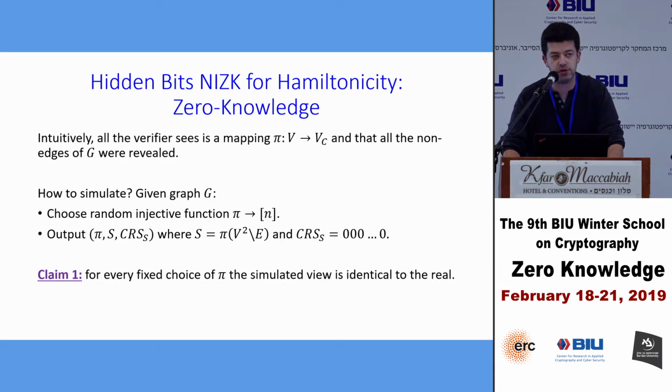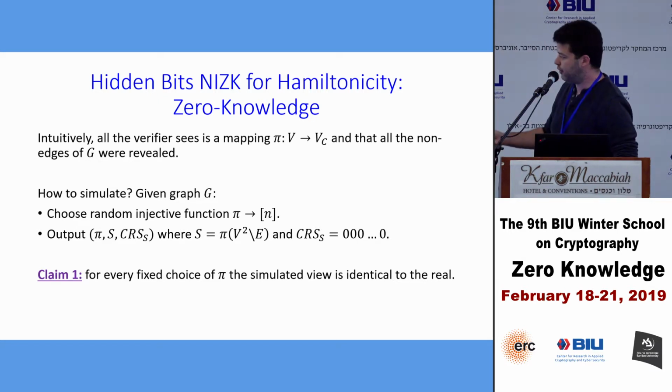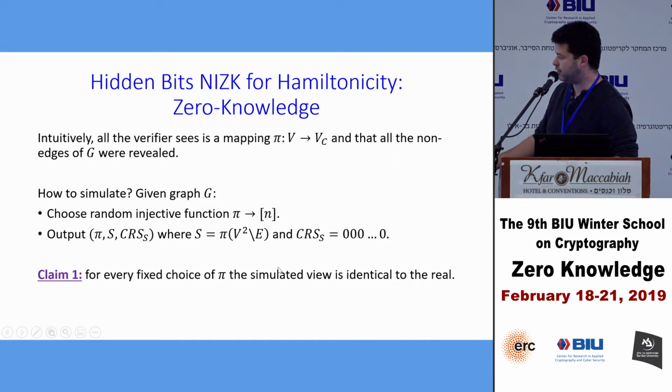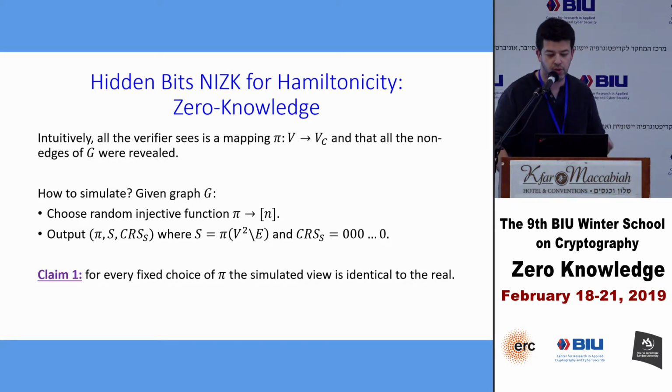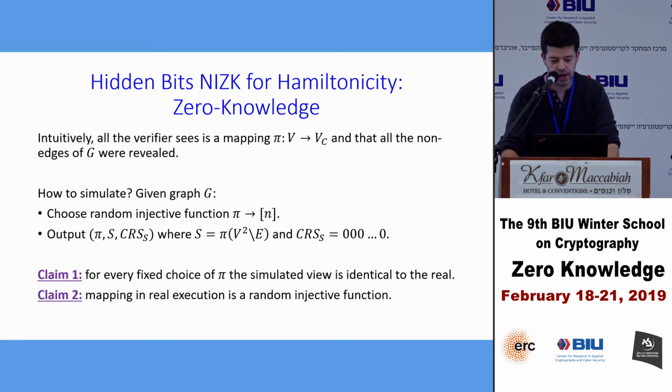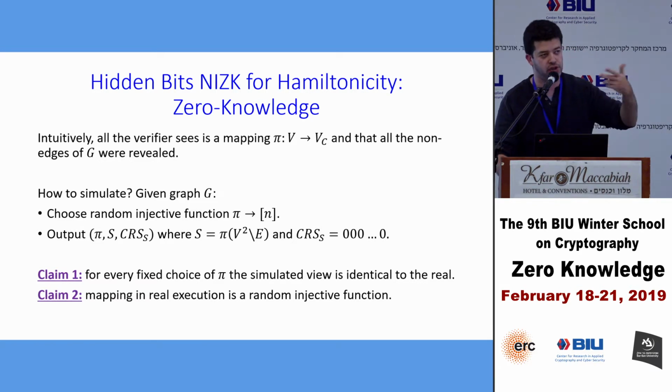And why does this actually simulate the real thing? Well, the first claim is that if you look at any fixed injective function pi, if you look at the simulated view, then I claim that it's going to be identical to the real view. Why? Because in both cases, all you see is, take pi, apply it to your graph, and open up all the non-edges, right? And the second claim is actually the distribution of this random function pi is the same, right?